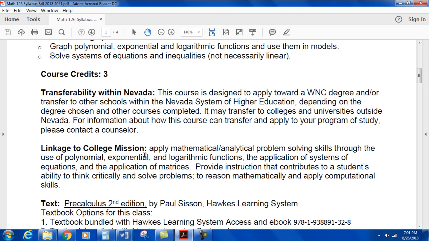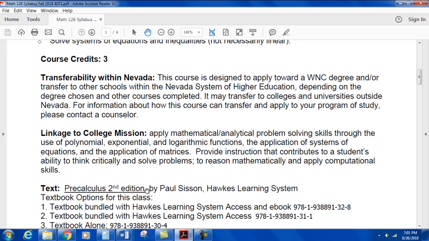Linkage to college mission: apply mathematical analytical problem-solving skills to the use of polynomial, exponential, logarithmic functions, the application of systems of equations, and the application of matrices. Provide instruction that contributes to students' ability to think critically and to solve problems, to reason mathematically, and apply computational skills.